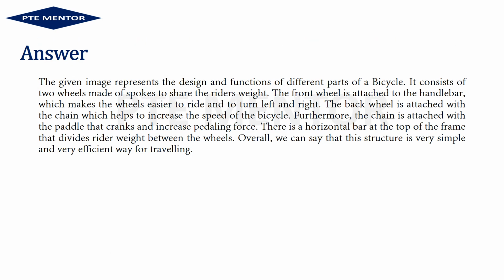The given image represents the design and functions of different parts of a bicycle. It consists of two wheels made of spokes to share the rider's weight. The front wheel is attached to the handlebar, which makes the wheels easier to ride and to turn left and right. The back wheel is attached with the chain, which helps to increase the speed of the bicycle.